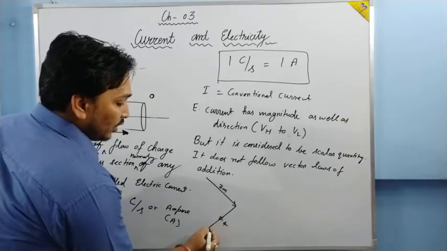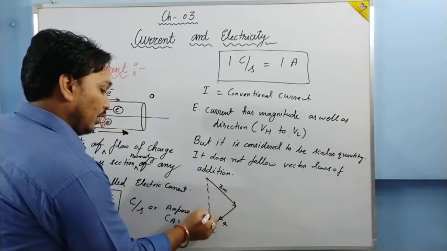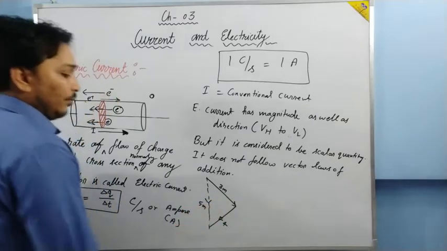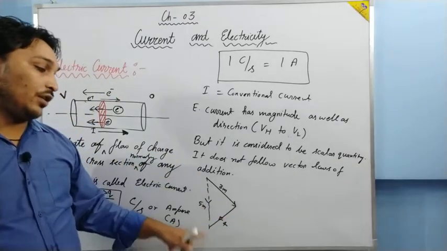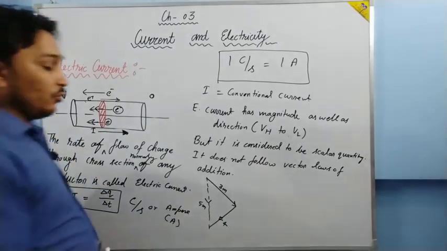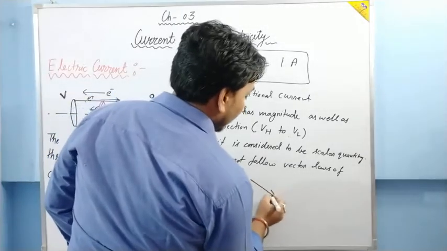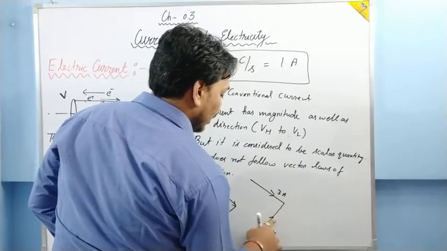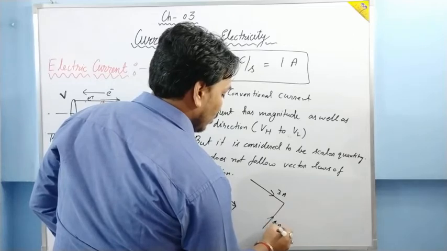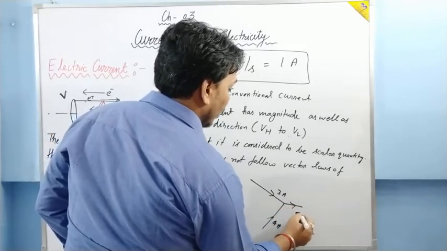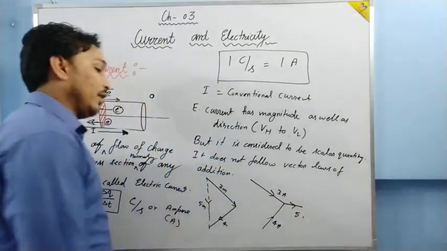Suppose 4 in this direction. So what will be the resultant? The resultant will be in this direction and it will be 5 meter. But suppose 3 ampere current is flowing in this direction and 4 ampere is flowing in this direction, or in this direction. So what is the current we have over here? We will not have 5 only.